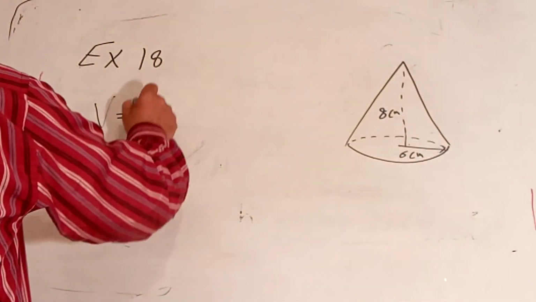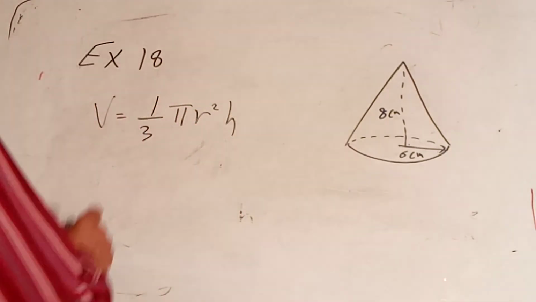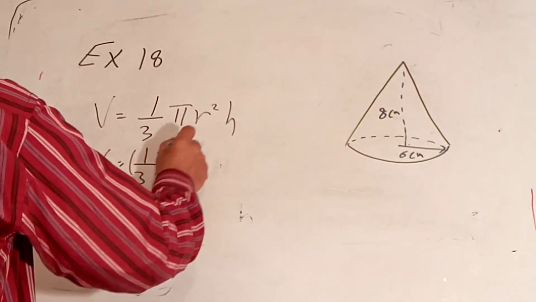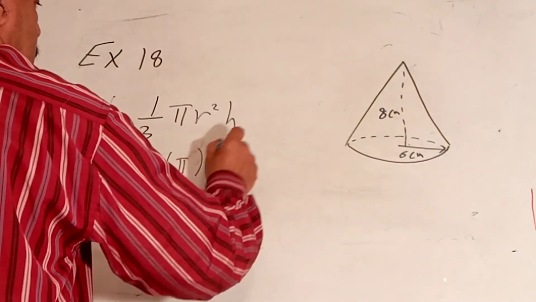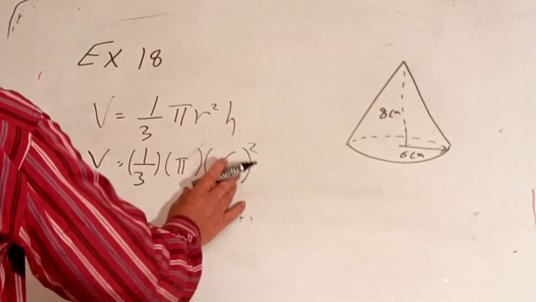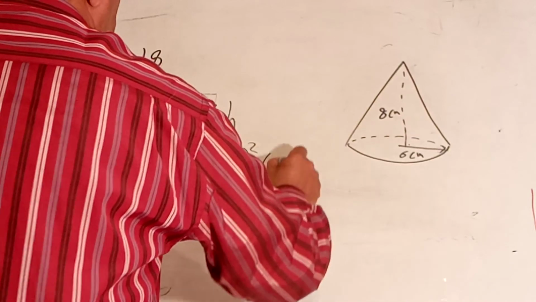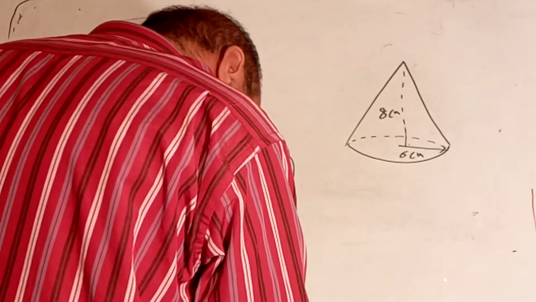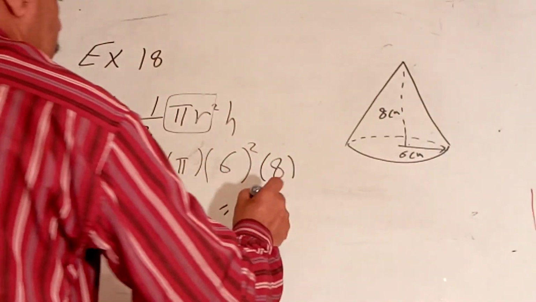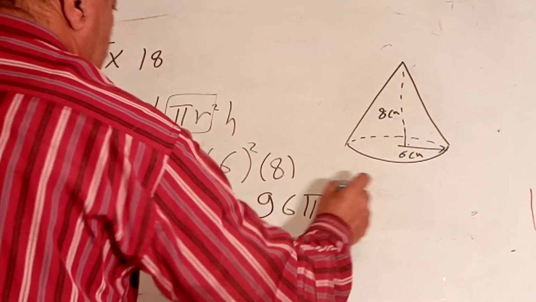Volume is equal to a third pi r squared h. So volume is equal to 1/3 multiplied by pi multiplied by r squared, which is 6 squared. This is the area of the base, the area of the circle, pi times 6 squared, multiplied by 8. That will be equal to 96 pi centimeter square.